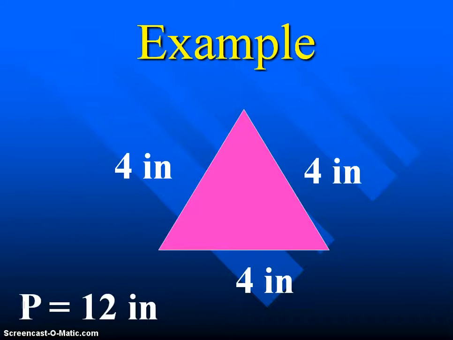All right, here's another triangle. In this case, this triangle, the sides are all the same. They are all 4 inches long. So if I add 4 plus 4 plus 4, or 4 times 3, since there are 3 sides, I will find out what my perimeter is. My perimeter is 12 inches.